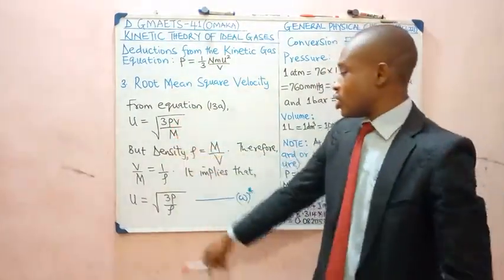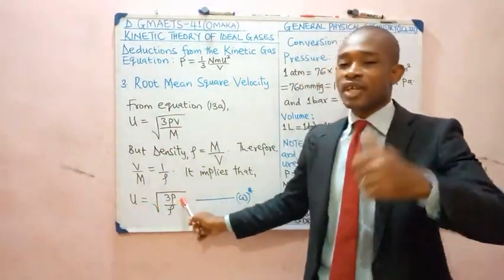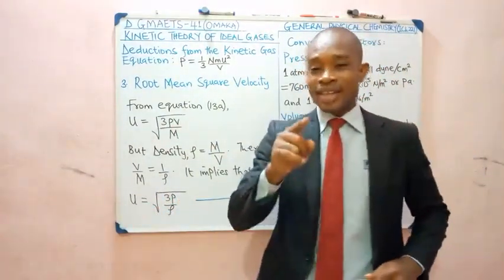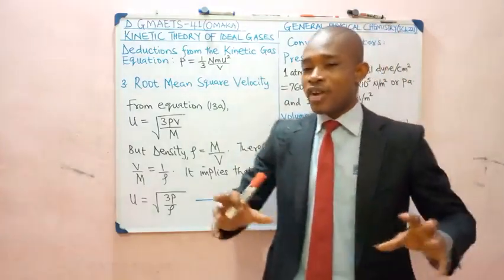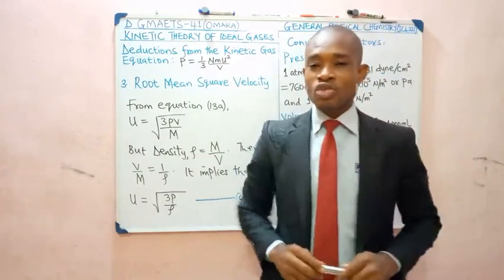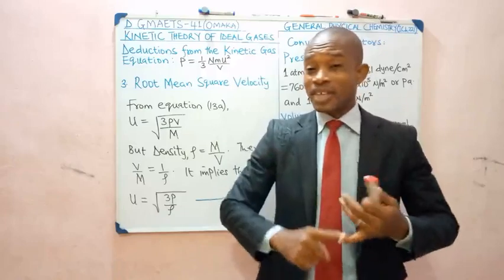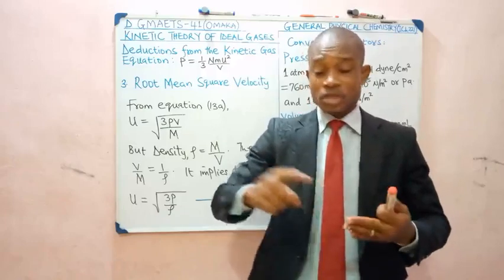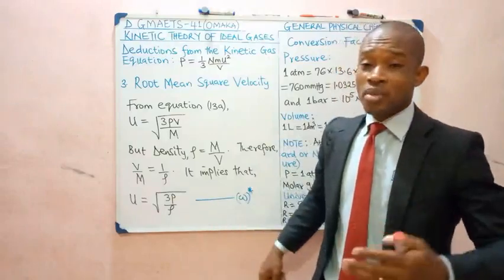And once you do that, your root mean square speed will now be equal to the square root of 3 times the pressure of the gas divided by what? The gas density. So equation omega star is also very, very important. You should know that. Depending on the parameters given to you, that will decide the equation to use. We have equation 13, equation alpha star, equation beta star, and now I've introduced equation what? Gamma star.